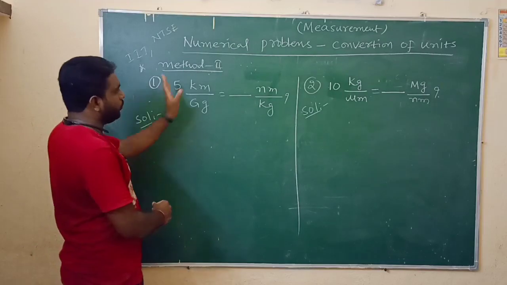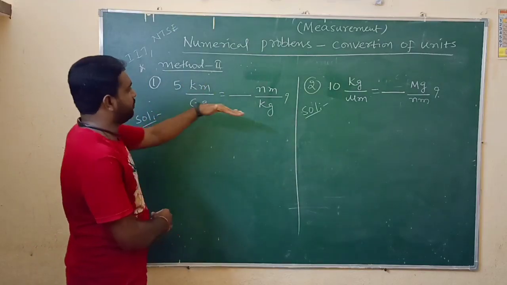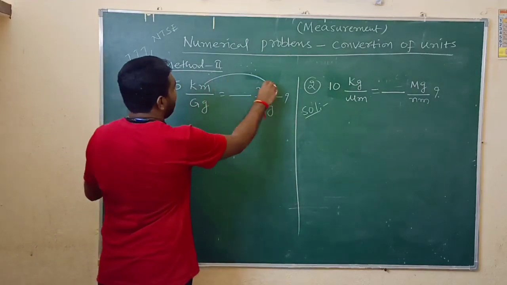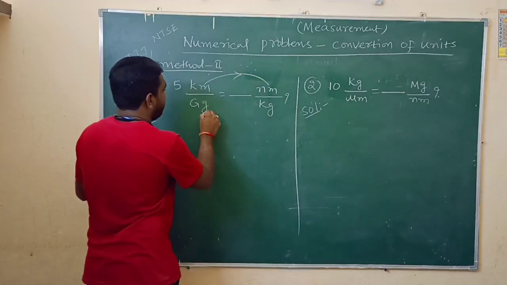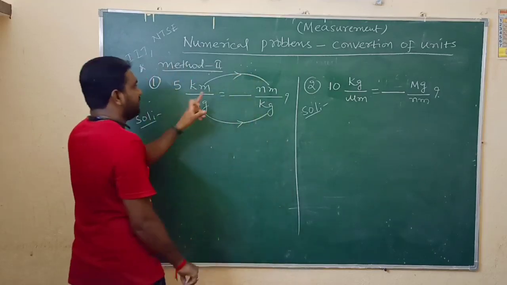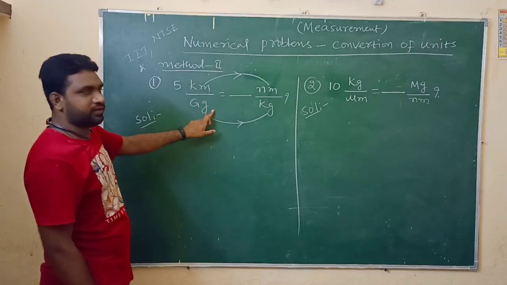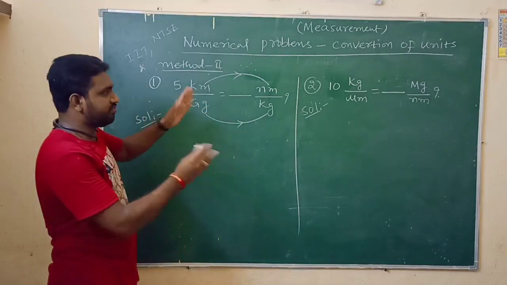So first, the numerator part is separate and the denominator part is separate. Meter and meter are both related to the same unit, and gram and gram are both related to the same unit. One is related to length, the other to mass. That's why we should do it separately.